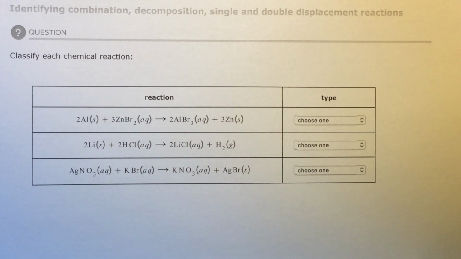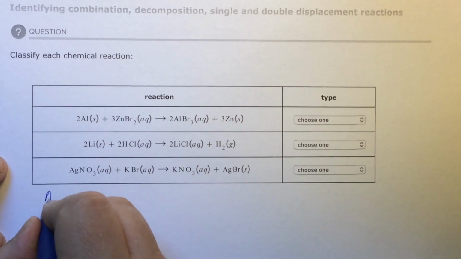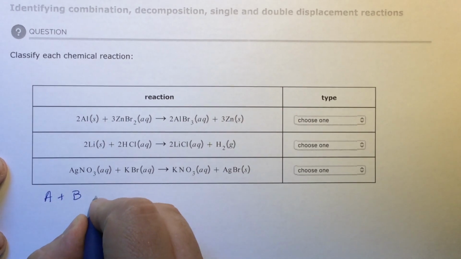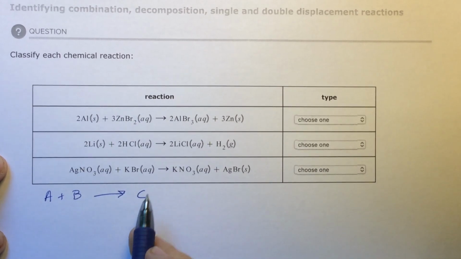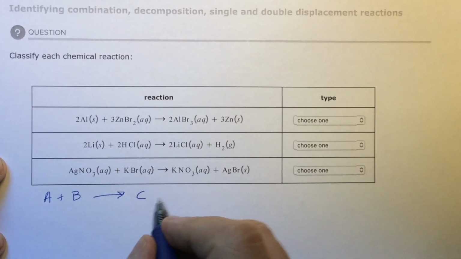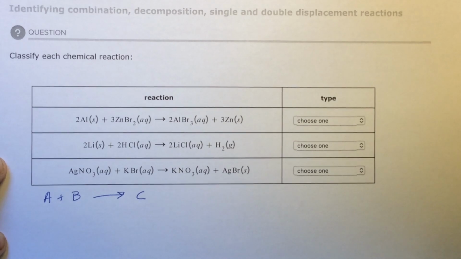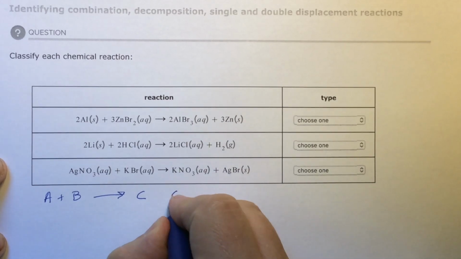A combination reaction is when two reactants come together to make something bigger as a product. So if you were to have A plus B yields C, two things are coming together to make something. That's a combination. It's combining to make something. So this is combination.